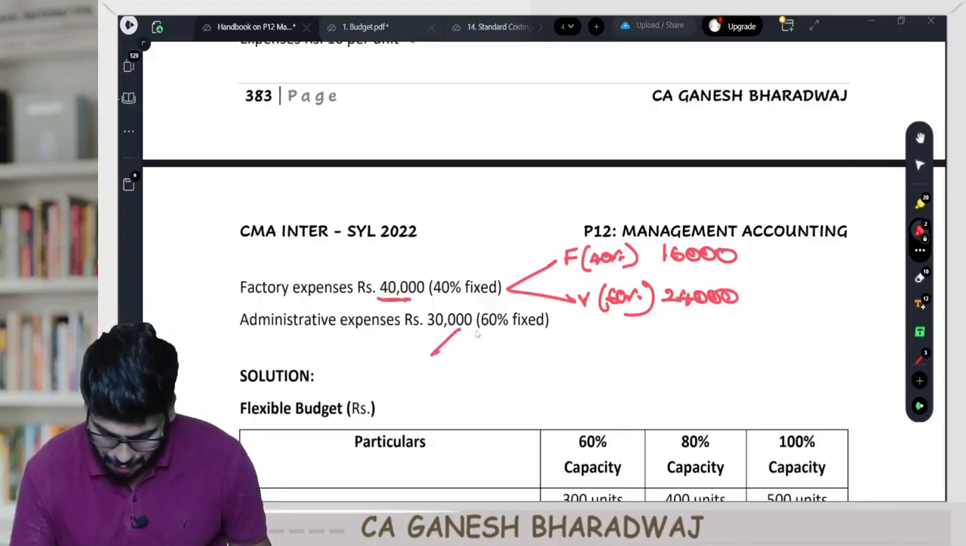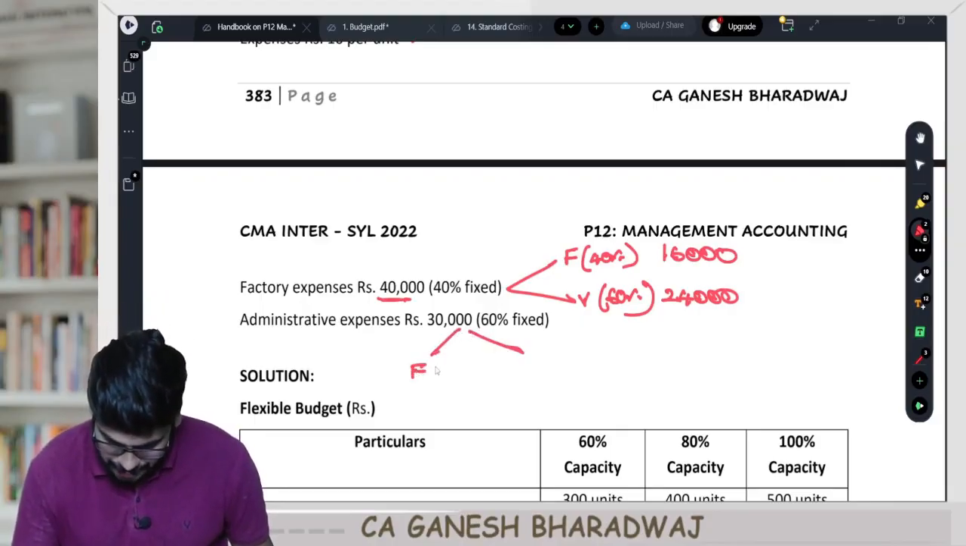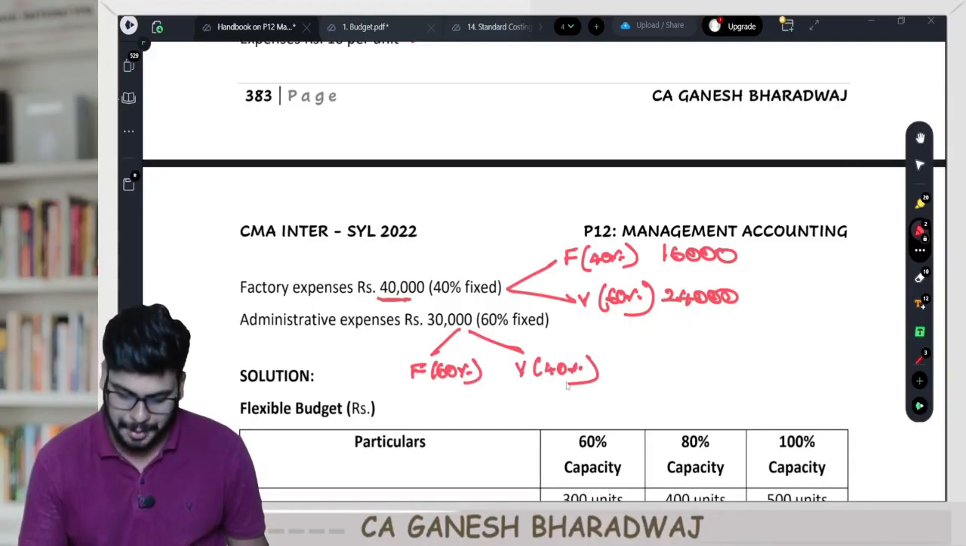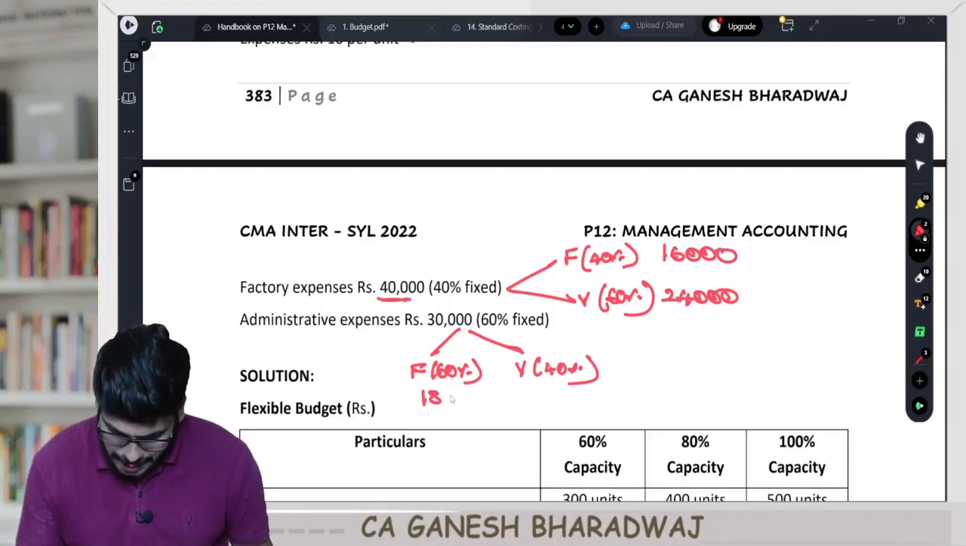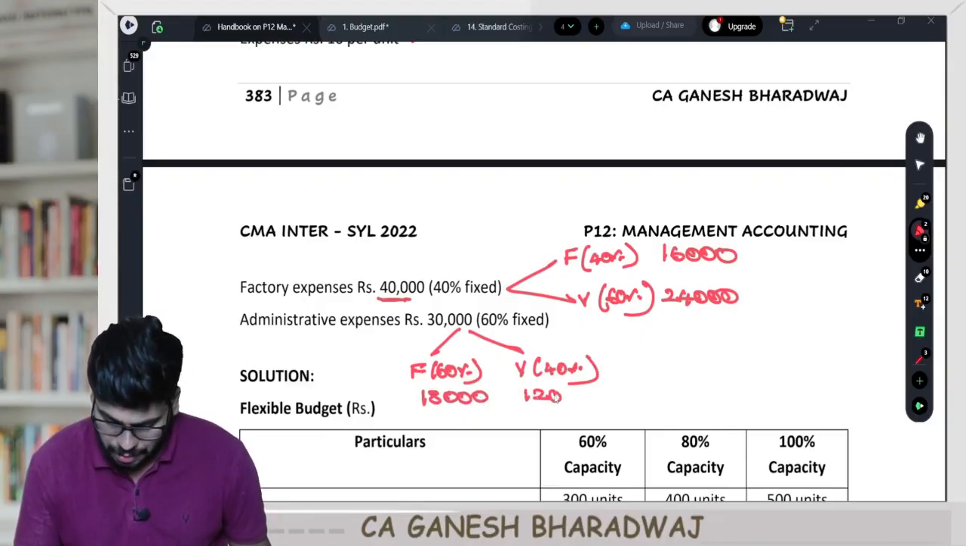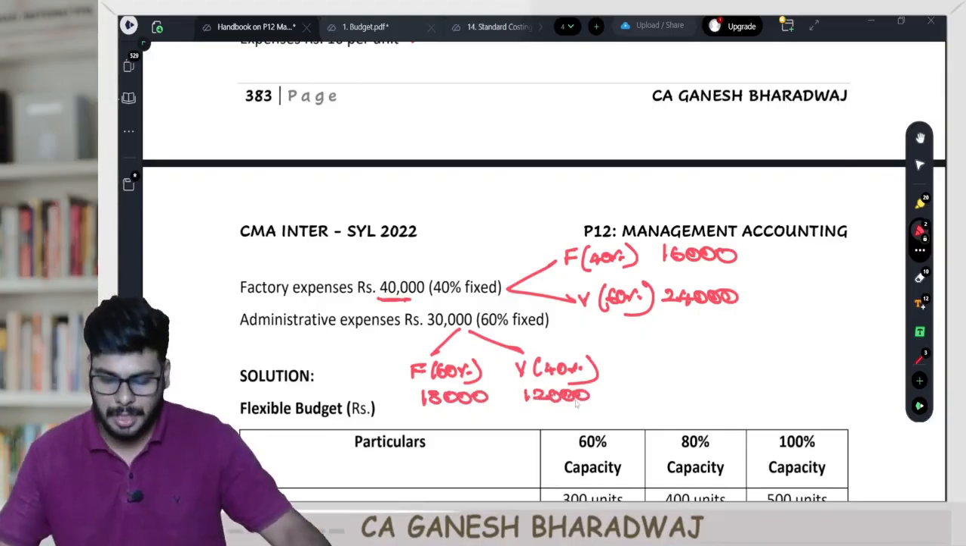So now what do you have here? Similarly, how much is the fixed component? 60%, which means the balance 40% is going to be your variable component. So 60% of 30,000, how much is it? 18,000 rupees is going to be your fixed component, and the balance 12,000 rupees is going to be your variable component. Clear with this, guys?